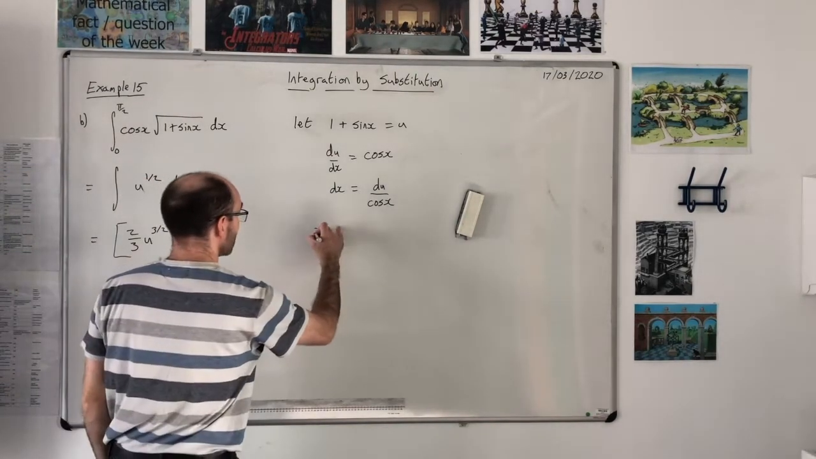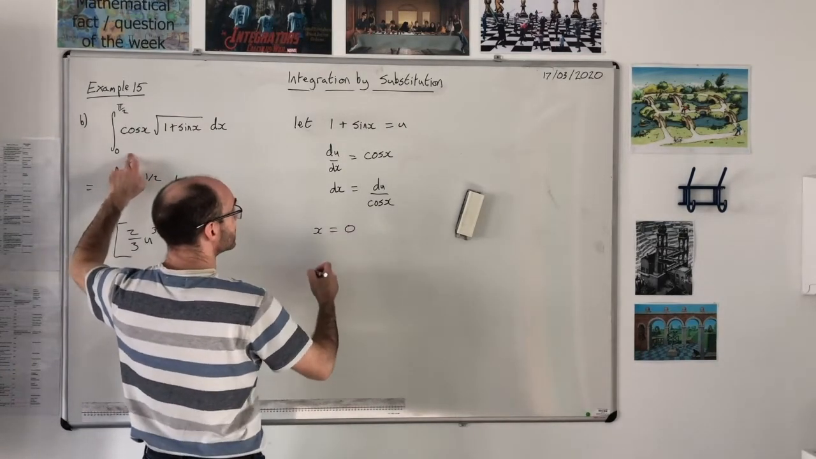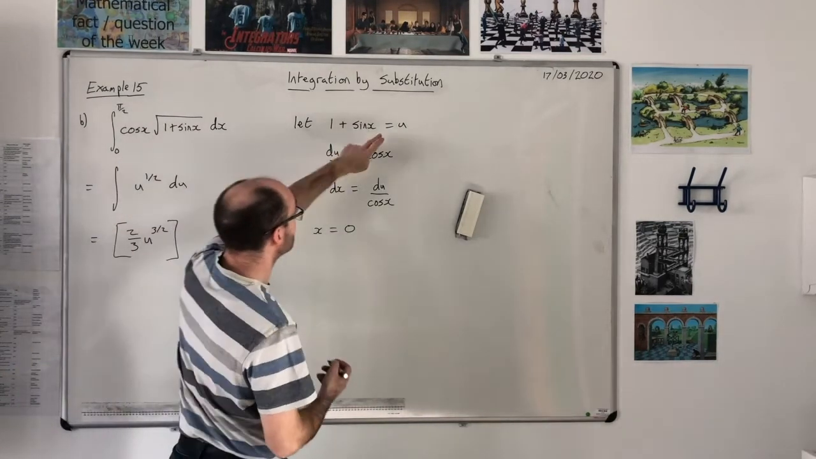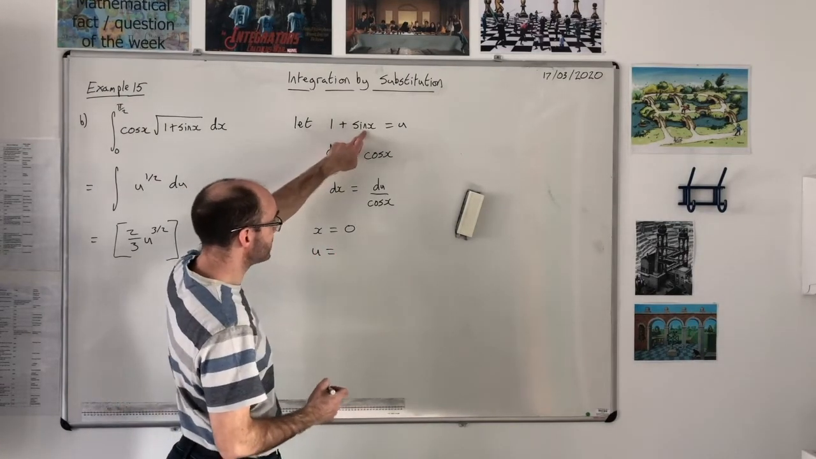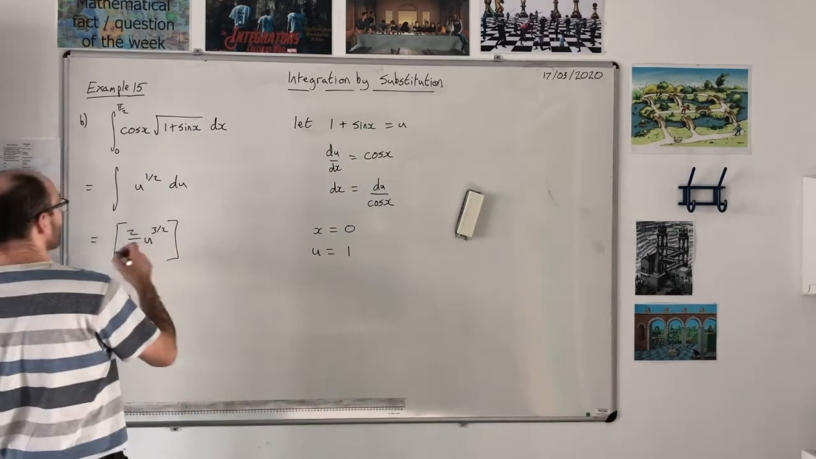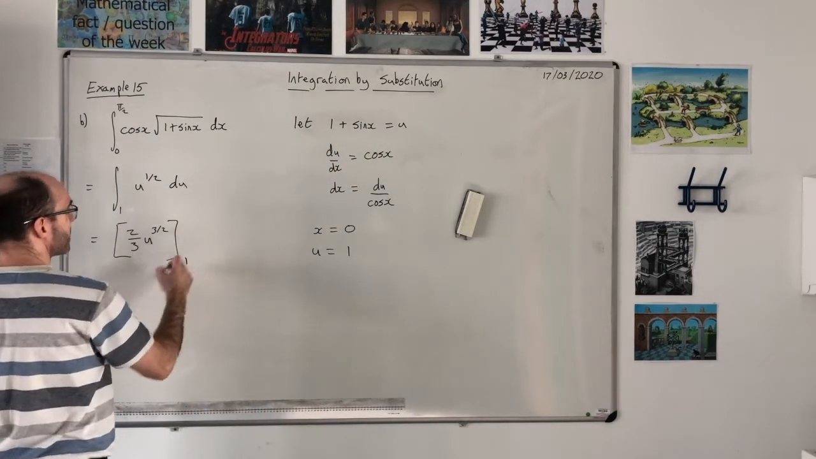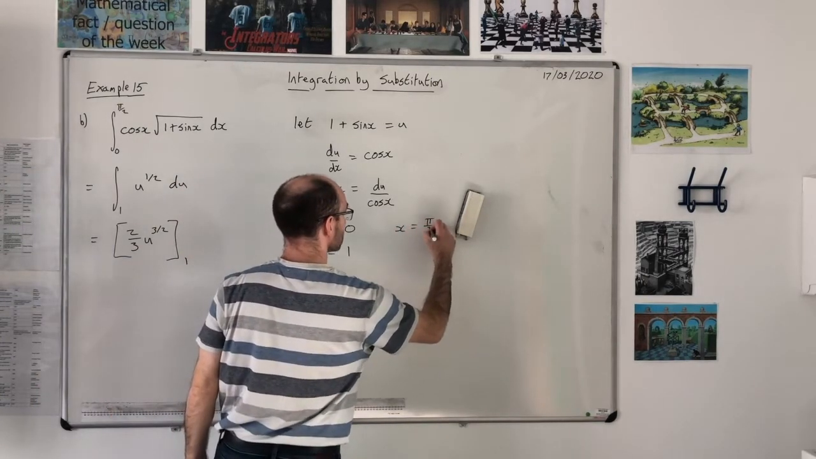We want to change that limit there of x equals 0, and when x equals 0 we're going to work out what the value of u is. Okay? u is equal to 1 plus sine 0, which is going to be 1. So u is 1 there and there. And then what happens when x is equal to pi over 2?